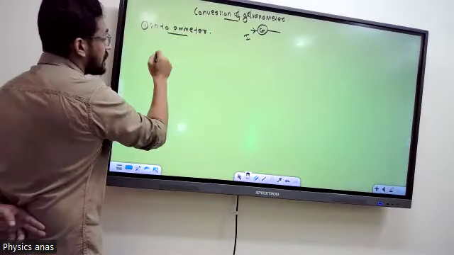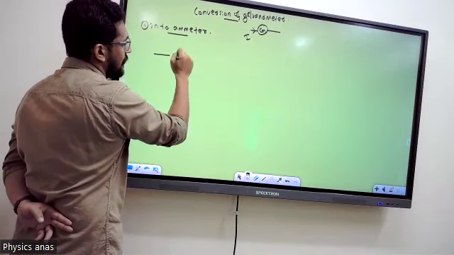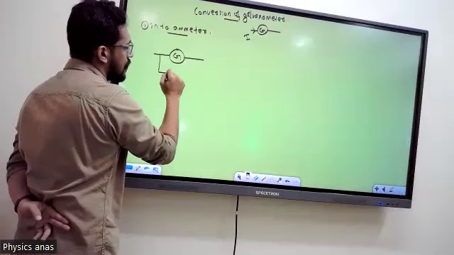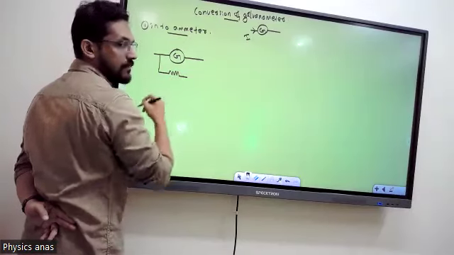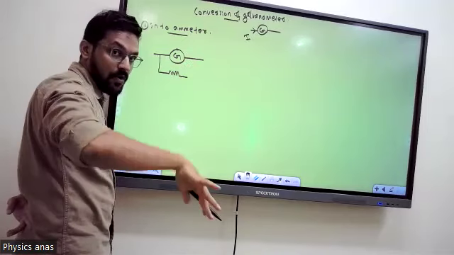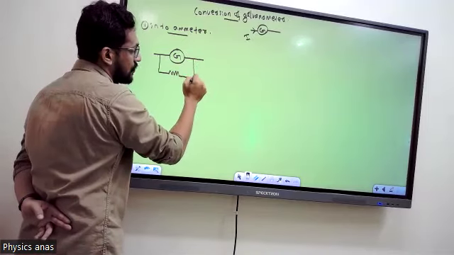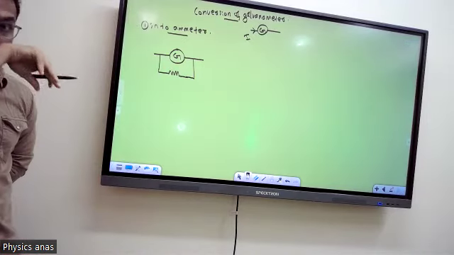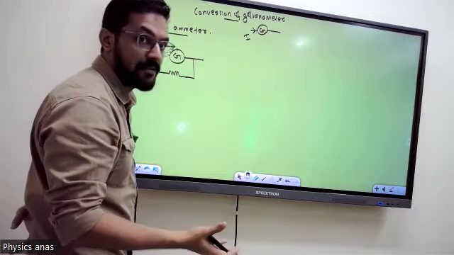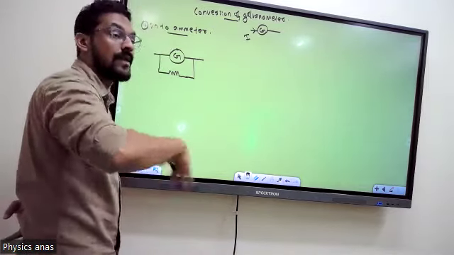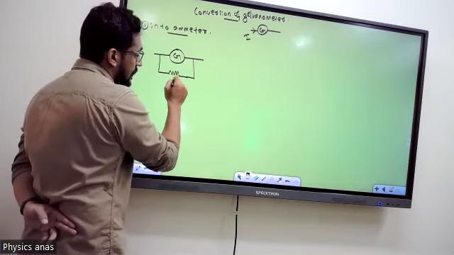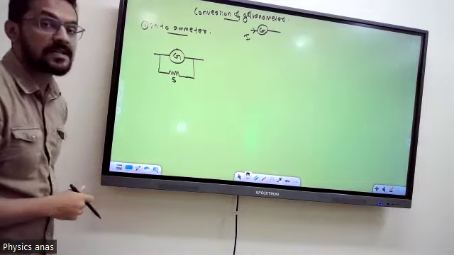How can we do that? That's very simple. This is galvanometer. You have to connect a resistor of small value in parallel to the galvanometer. You can turn this into an ammeter. It's that simple. And this resistance is called shunt resistance.